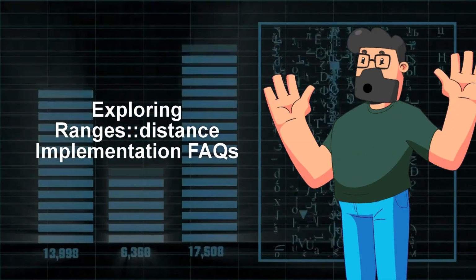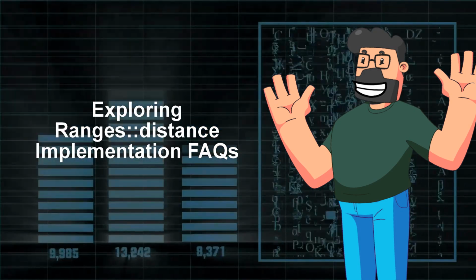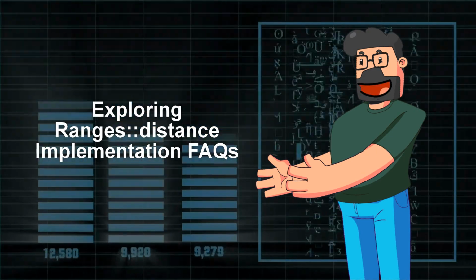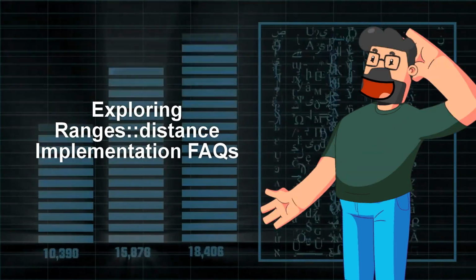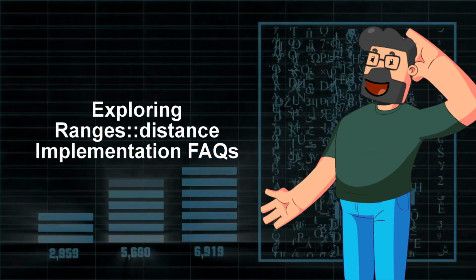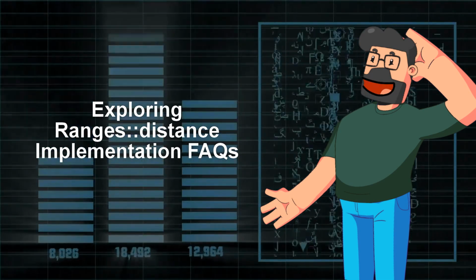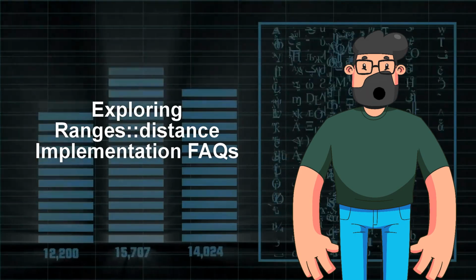Today we're diving into a rather interesting problem related to the implementation of the ranges::distance function in the C++ standard library. We'll explore why the struct __distance_fn is marked as final and with the purpose of the void operator() const = delete. It's a bit of a head scratcher, isn't it?